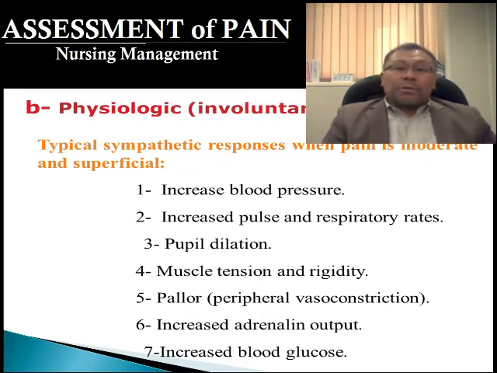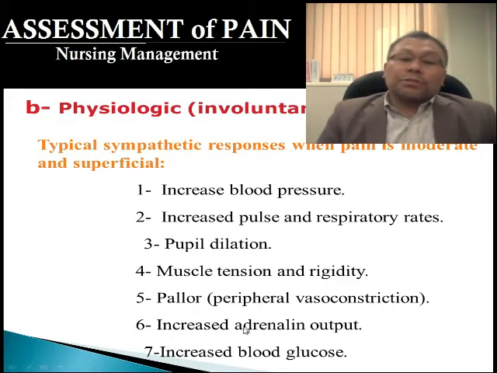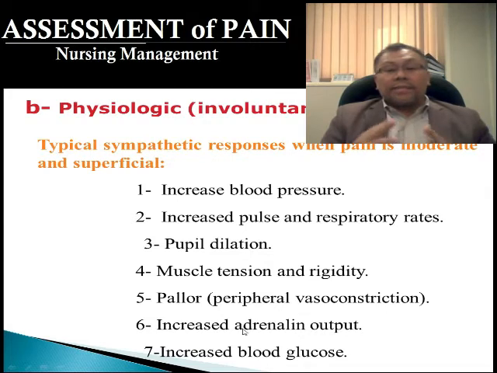So what are the physiologic and voluntary responses? We have the typical sympathetic responses when pain is moderate and superficial. This will increase the blood pressure, it increases the pulse and the respiration of the patient. So there will be pupil dilation, muscle tension and rigidity, peripheral vasoconstriction, or it will increase the adrenal output, and then somehow this is common to patients suffering from diabetes mellitus. Now there will be increase in blood glucose.